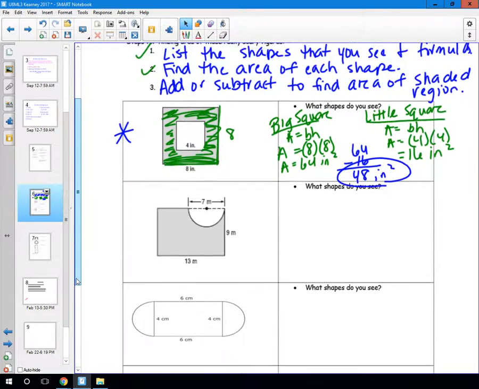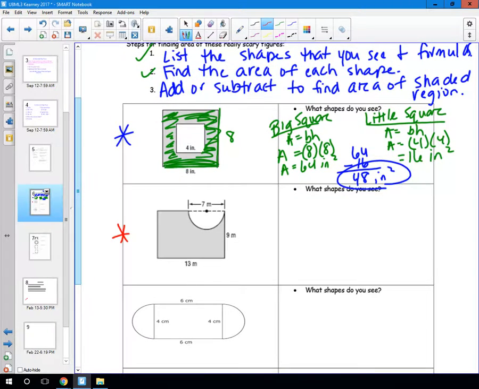Let's go to the one underneath it. Right here. What do you see? What 2 shapes do you see? We're going to go through our 3 steps again. So let me erase the checks that we did up here because I'm going to go through them again. Step 1, we're going to list the shapes that you see. What 2 shapes do you see? Good. I see a rectangle.